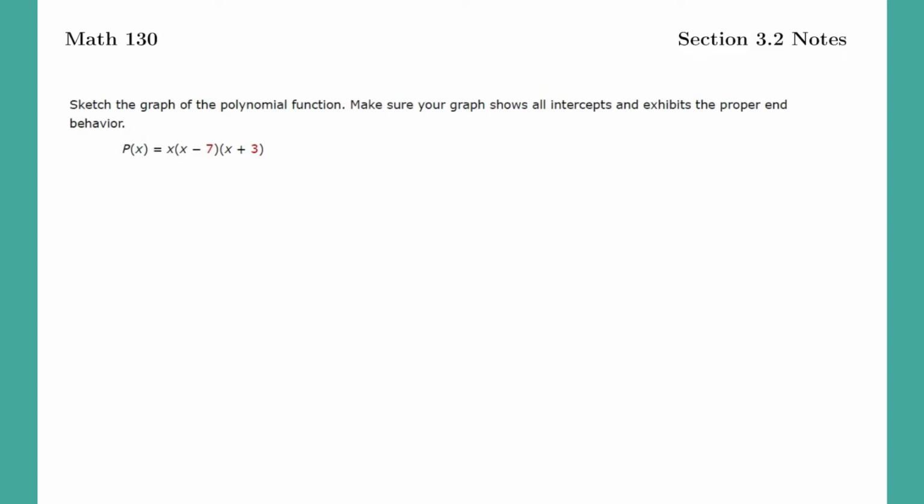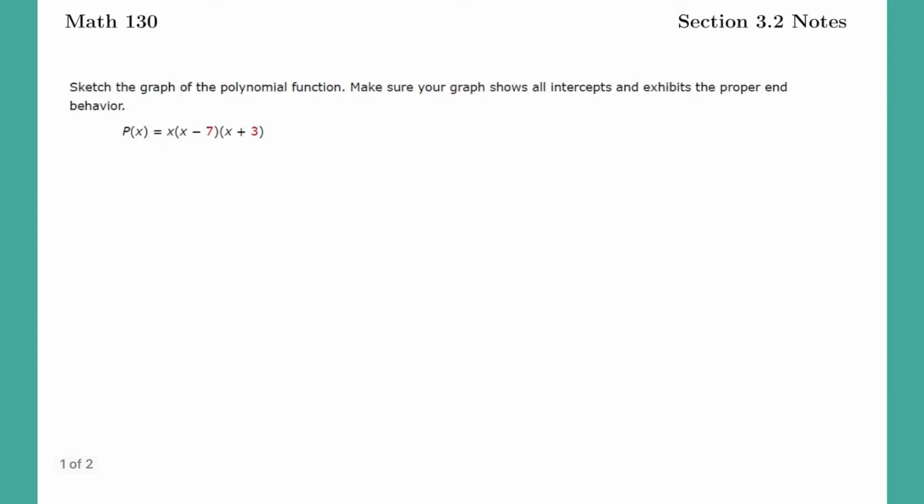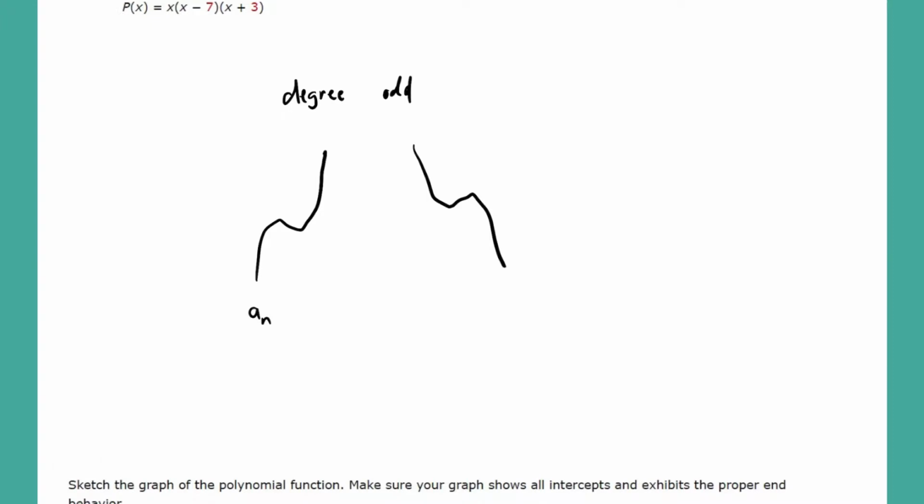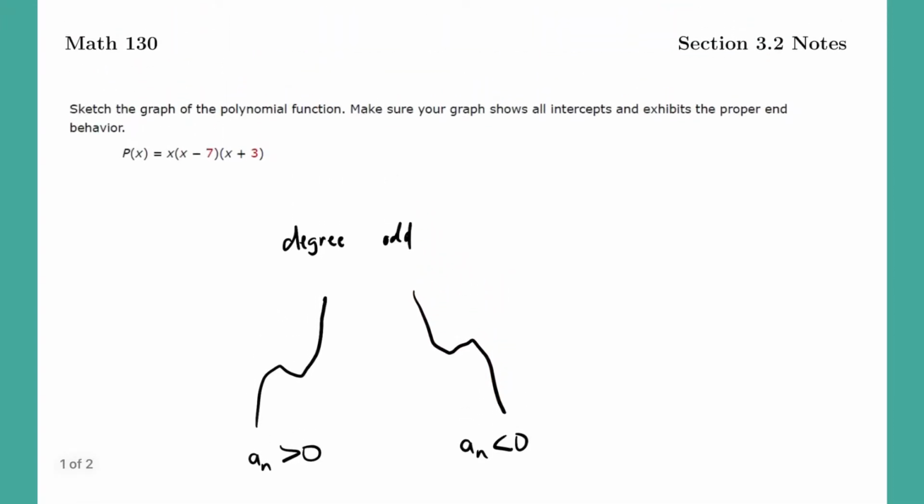So let's come up with a quick little rules for you. So if your degree is odd, then it's either going to look like this or it's going to look like this. All right, so that means the leading coefficient, which I'll call a sub n, is positive. That means that the graph is going to fall left, rise right. And if your leading coefficient is negative, then it will rise left and fall right.